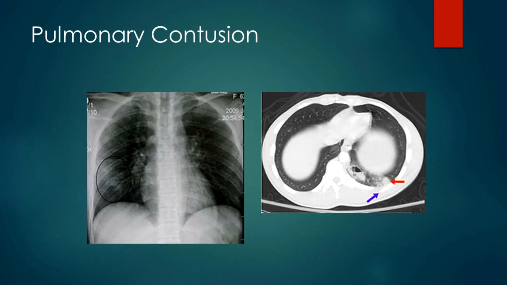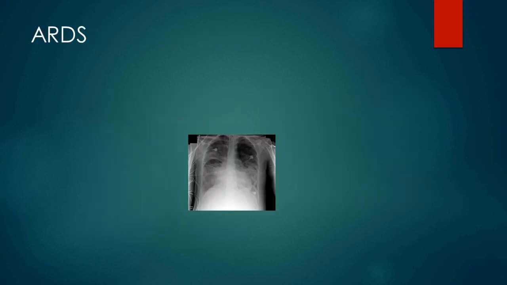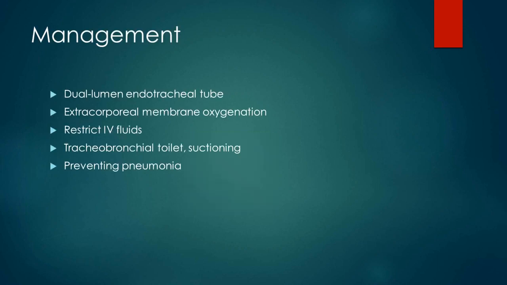So you can see it here on x-ray. They've got this opacification of the lung here, concerning for a pulmonary contusion. Here on CT scan, you can also see it here down at the base. You can just see how it's bruising of the lung parenchyma itself. And then that can rapidly progress to this picture where they have ARDS in it.